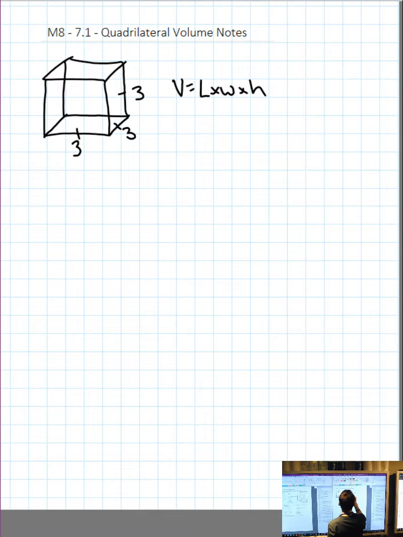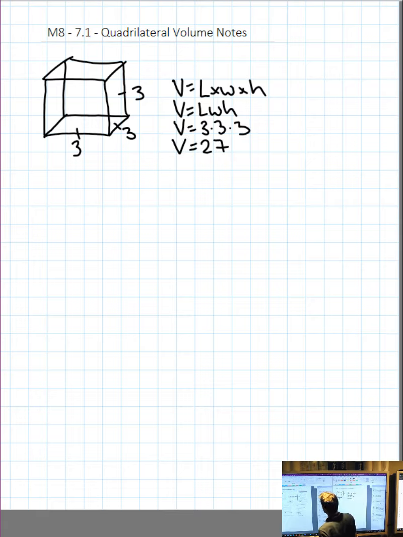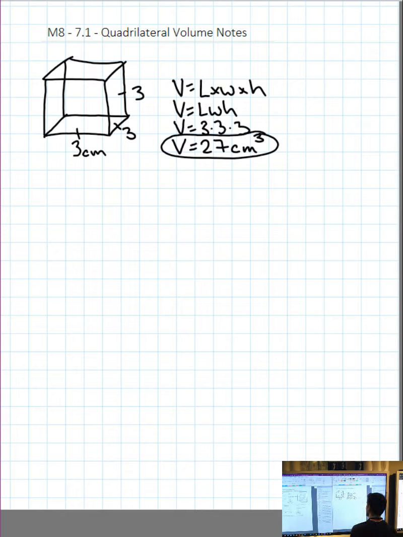So we can clean that up. V equals LWH, and then we can substitute into the formula. V equals 3, I'm going to use dot for times, 3 times 3, and that is 27. Looking at the notes, our units are centimeters, so centimeters cubed. As we learned in chapter 5, area is squared because it's a square area. Volume is cubed because it's cubed.